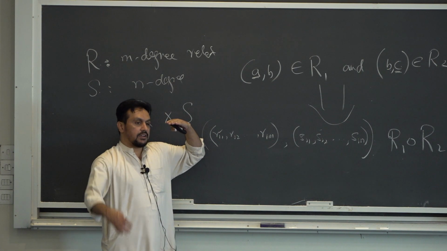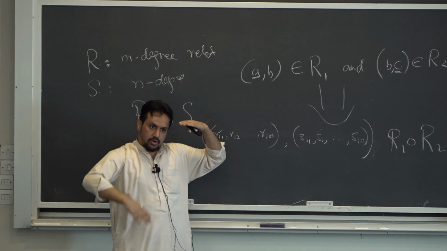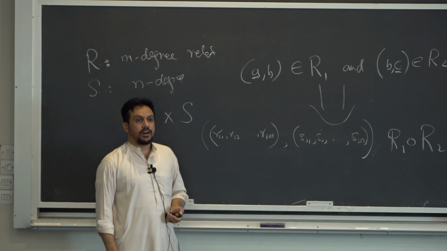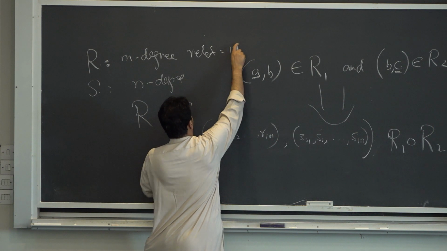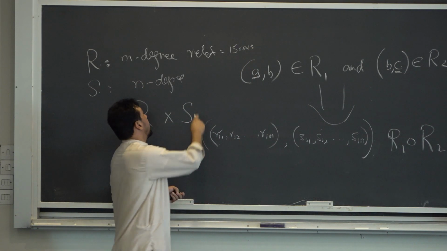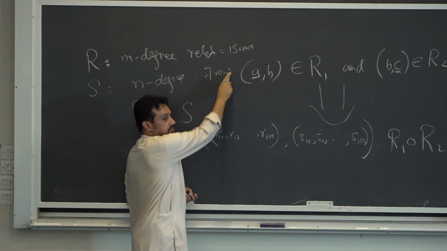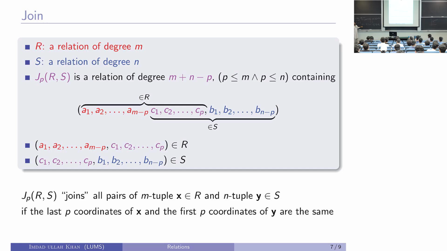Every row of R joined with, concatenated with, paired with every row of S. Suppose R has 15 rows, so these 15 m-tuples are in R, and S has 7 rows. How many elements will be there in R cross S? 15 times 7. We know this Cartesian product.